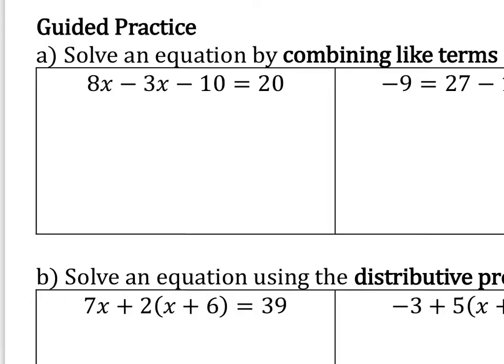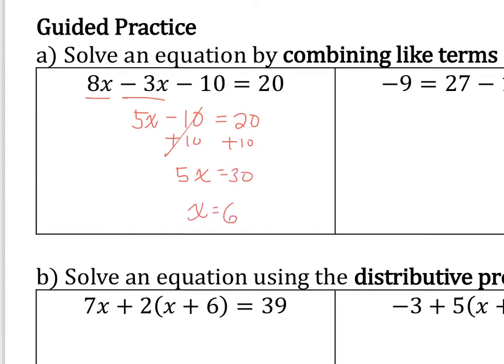So for part A, to solve an equation by combining like terms, you will first take the difference of 8x and negative 3x, which is 5x. And then we copy the negative 10 and set it equal to 20. And then you would have to add the inverse of negative 10, which is positive 10, to both sides of the equation. Negative 10 and positive 10 cancels out. 20 plus 10 gives you 30, and x equals 6.